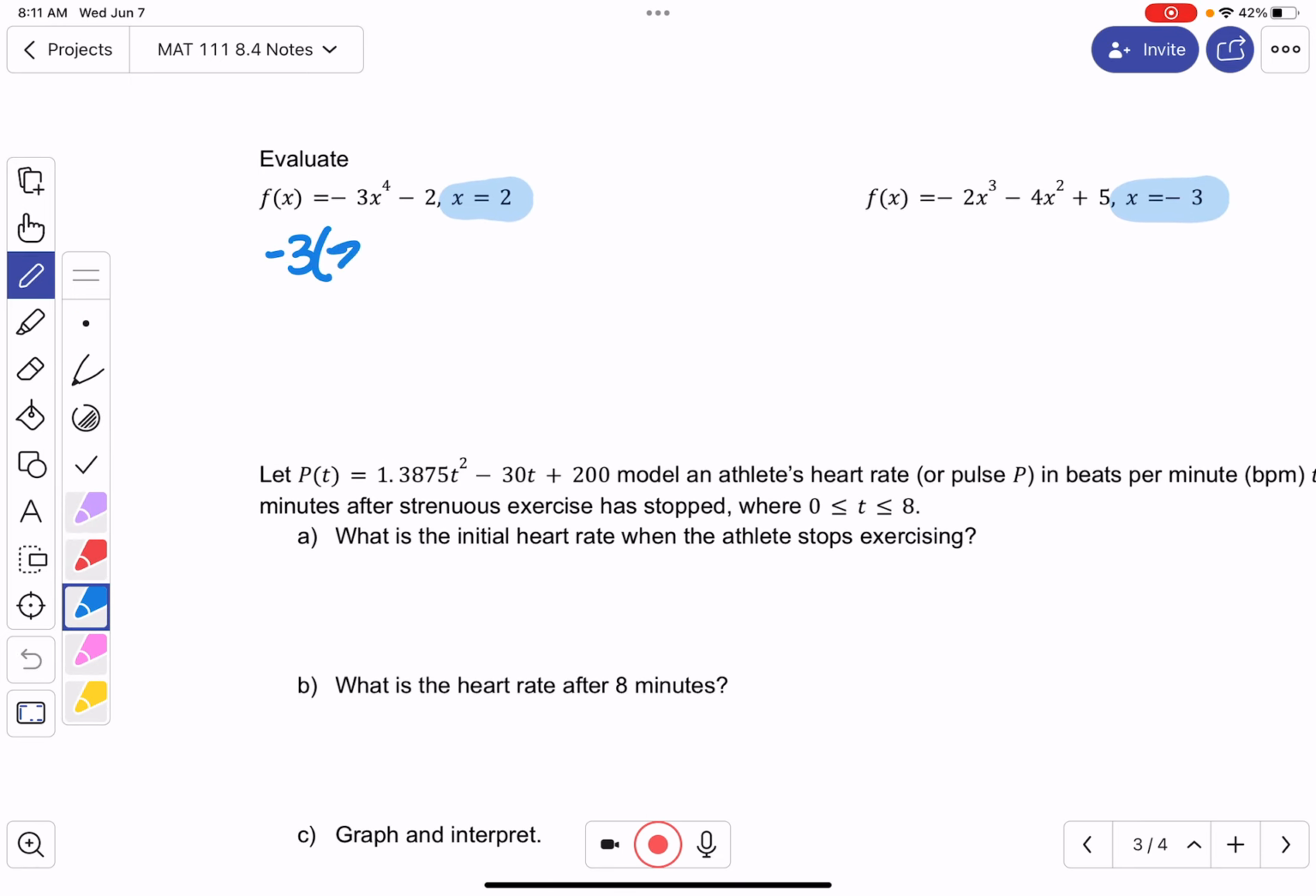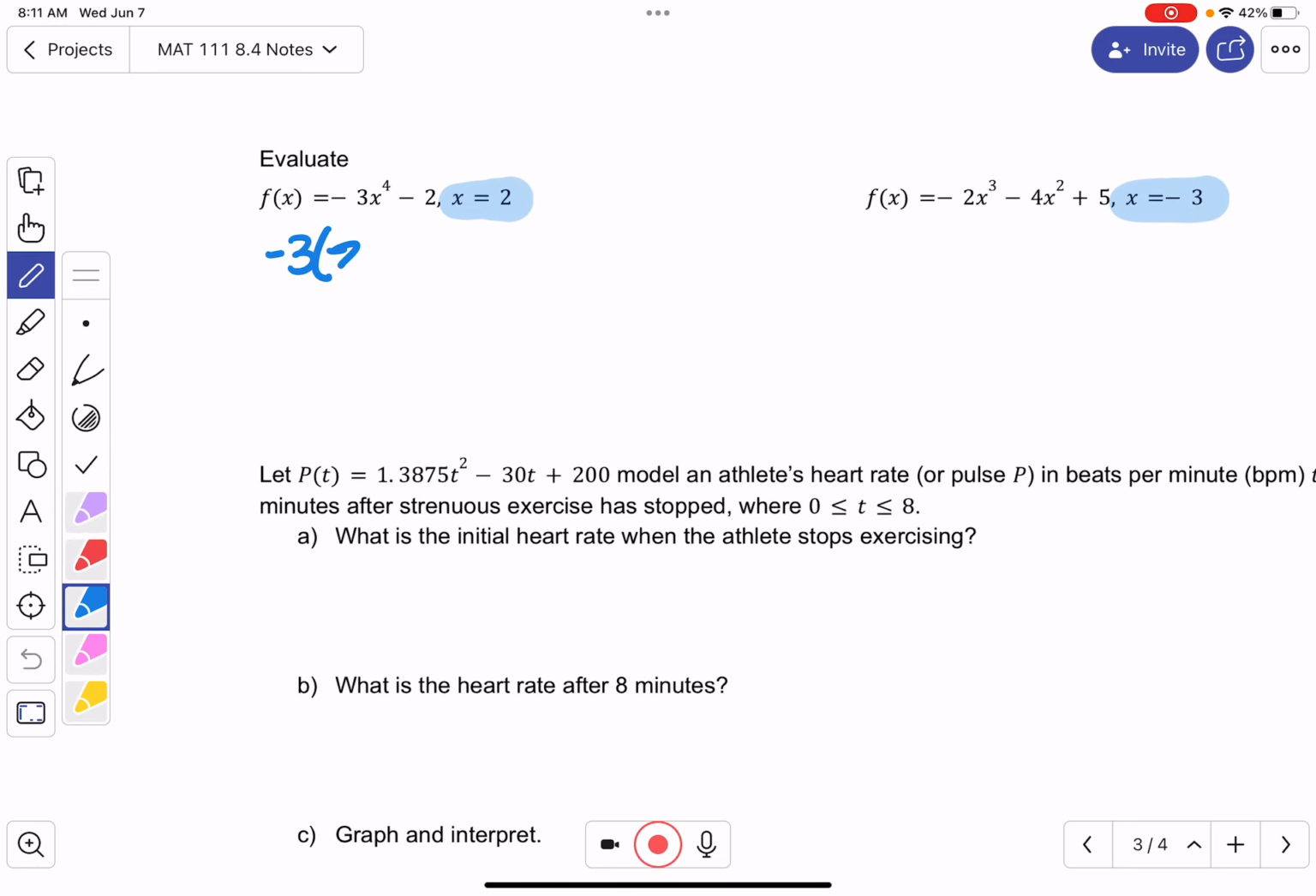If we do the next one, we'd rewrite it, but instead of x, I'm going to put negative 3. Negative 3 cubed is negative 27. Negative 3 squared is 9. Negative 2 times negative 27 is positive 54. Negative 4 times 9 is negative 36. And if I put that all in a calculator, I'm going to get 23. So evaluate, plug it in, do the math to get the answer.